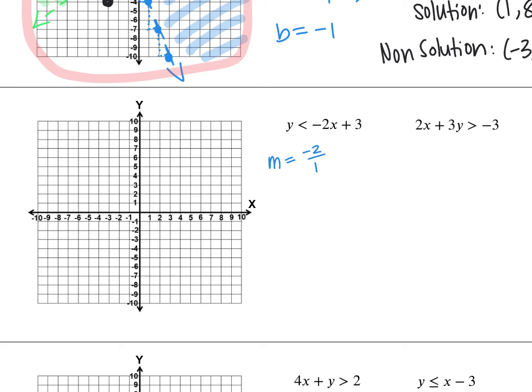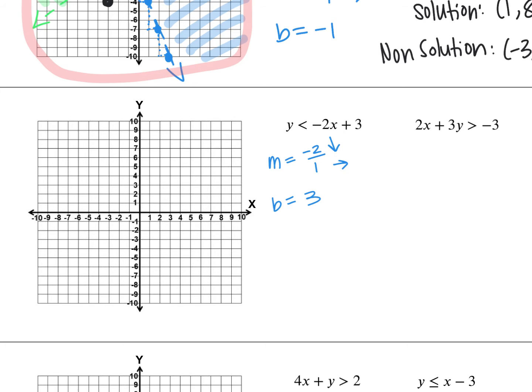Okay, so for the direction that our slope is going, we look at this negative sign, and that means we're going down 2 and then to the right 1. Down 2 and to the right 1. And then our b value is going to be this 3. That's the y-intercept.